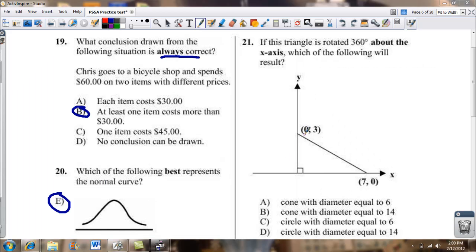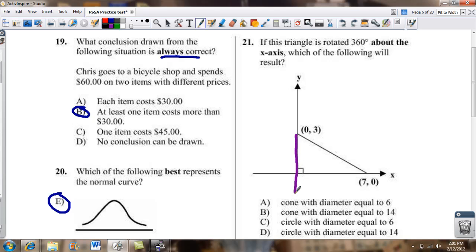Hopefully 21 is a fairly easy problem to visualize. We're going to be rotating this triangle about the x-axis. So if we rotate about the x-axis, we're going to end up with a cone-shaped figure that has a diameter of 6. So from here to here is 3, another 3 that's being rotated around, choice A. A cone with a diameter equal to 6.